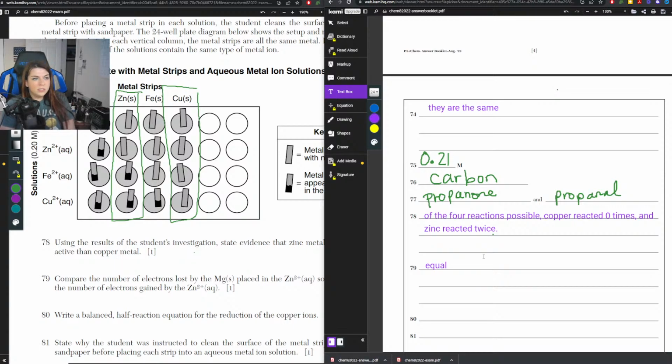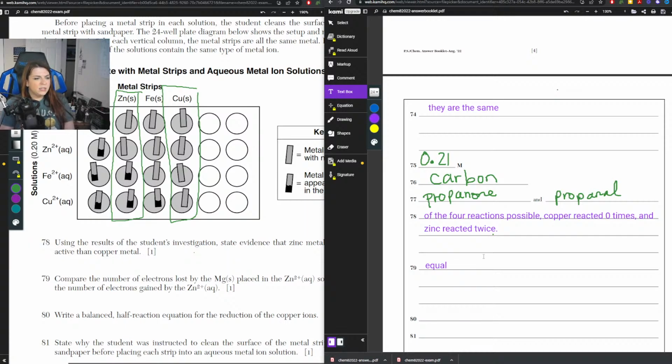So magnesium's always gonna look to gain 2. Zinc is always gonna look to gain 2. If they're gonna have a reaction, one of them obviously is gonna have to gain while the other loses, but it's always gonna be 2 and 2. Because it has to be equal by the law of conservation.